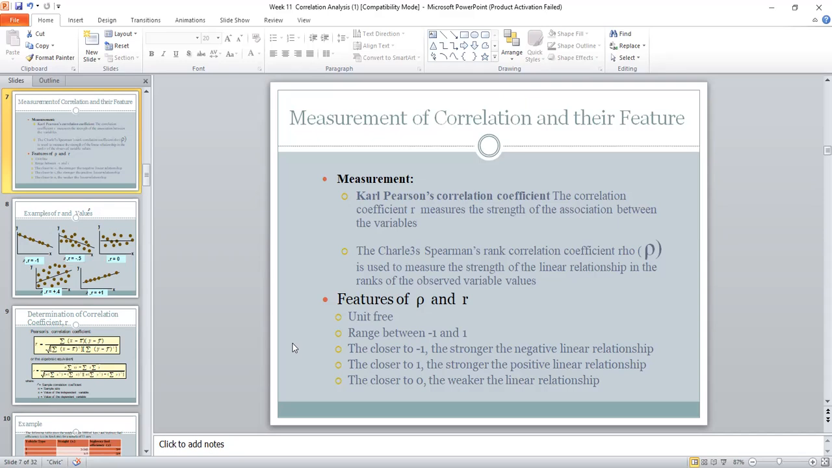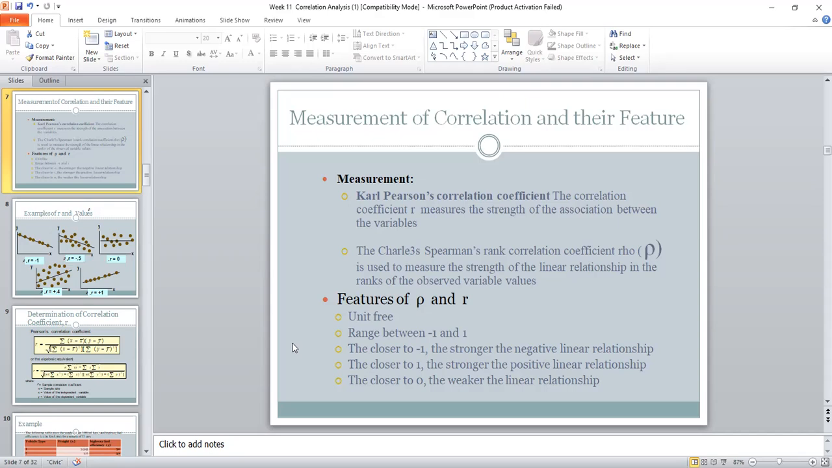Perfectly, positively correlated. And when R and rho are between 0 and 1, of course excluding 0, then the two variables will be said to be positively correlated, but with different strengths.